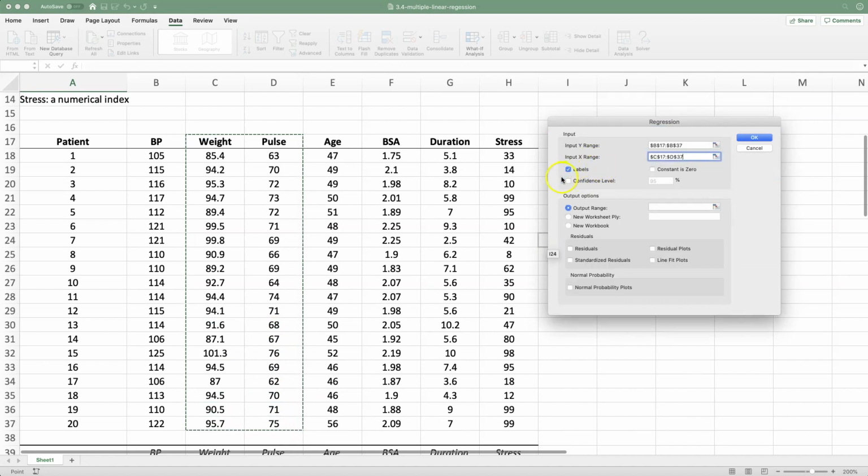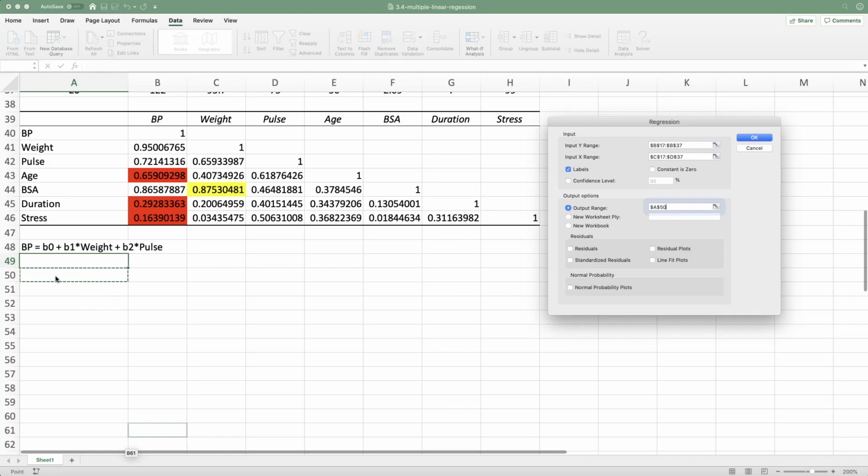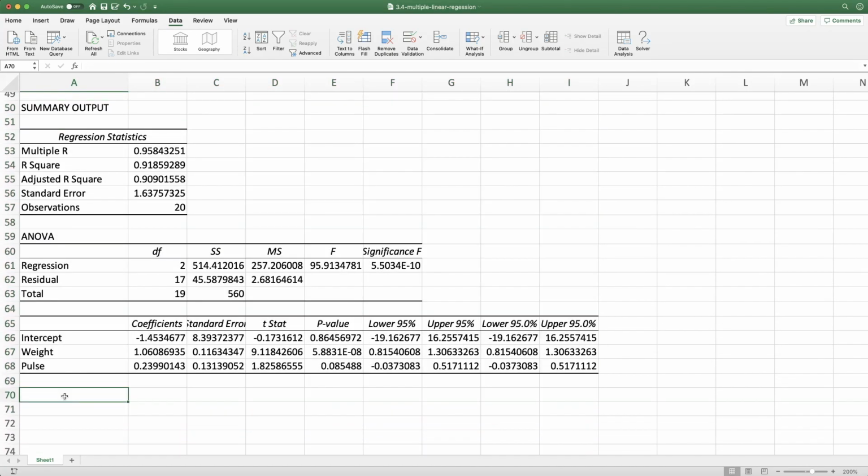Ensure that Labels is clicked, go to the output range, and select a cell underneath my regression line. Click OK to print the regression output. The regression output is now printed. We don't need most of this output, but there are some key values that we'll focus on.